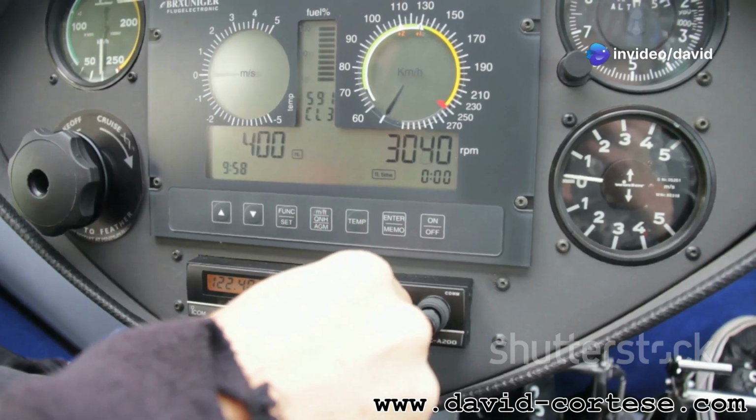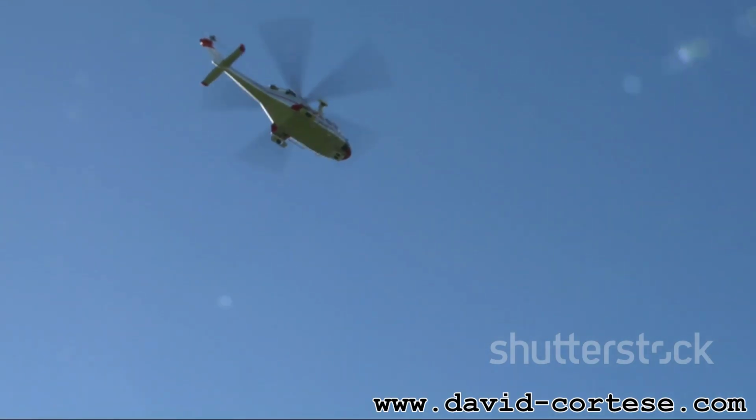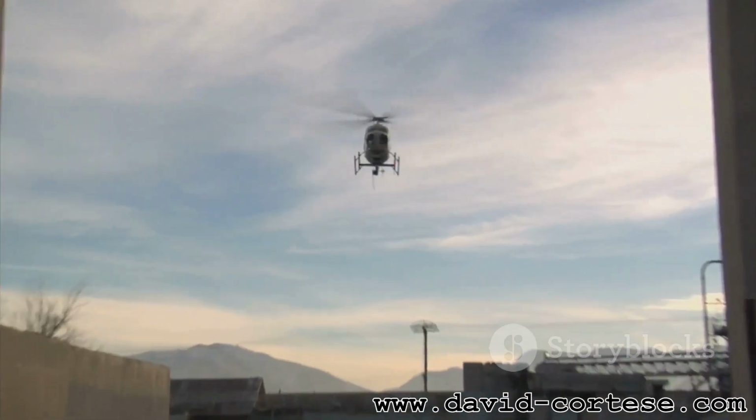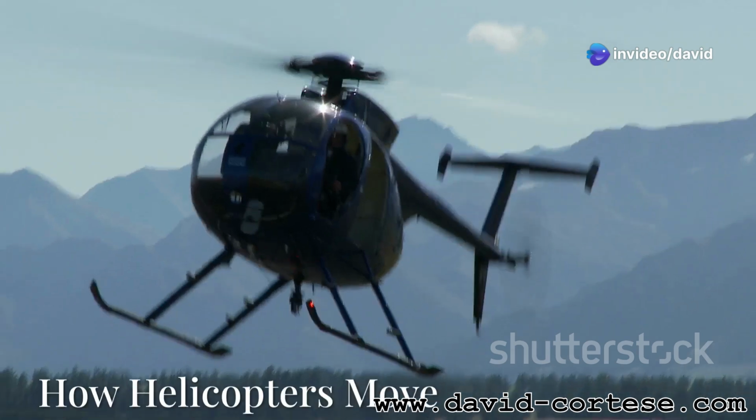Pilots can adjust the angle of attack of the rotor blades to control the helicopter's altitude. Increasing the angle of attack generates more lift, causing the helicopter to climb. Decreasing the angle of attack reduces lift, allowing the helicopter to descend.